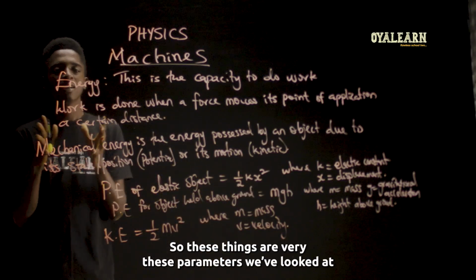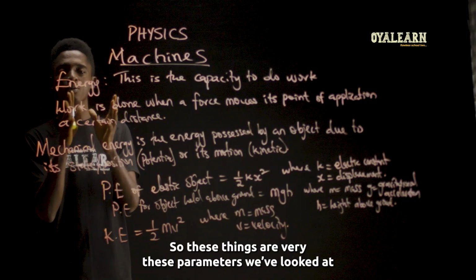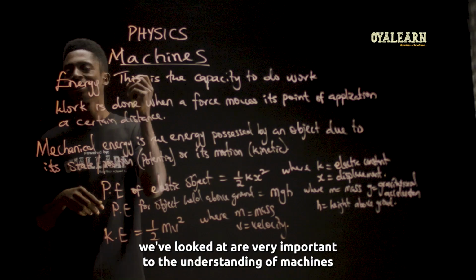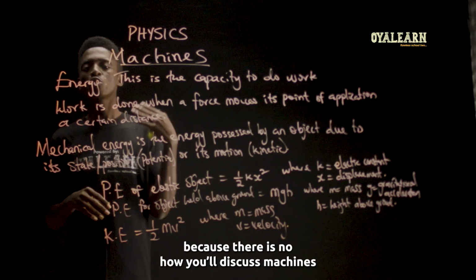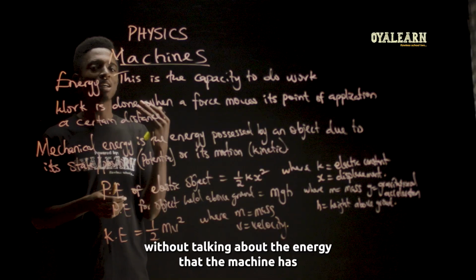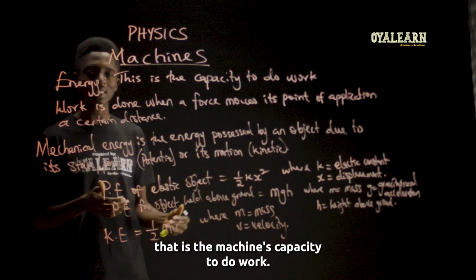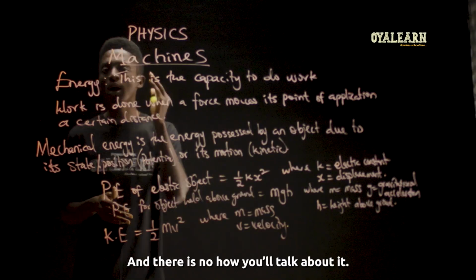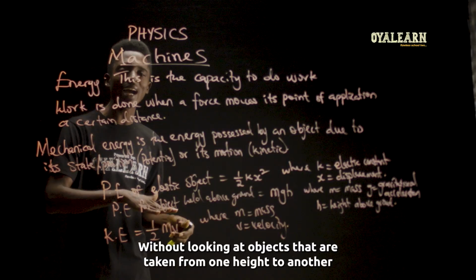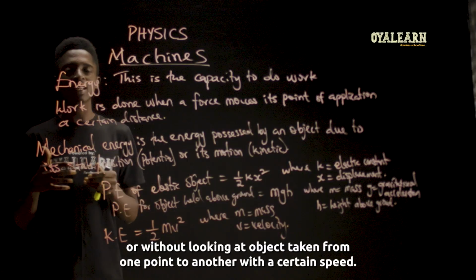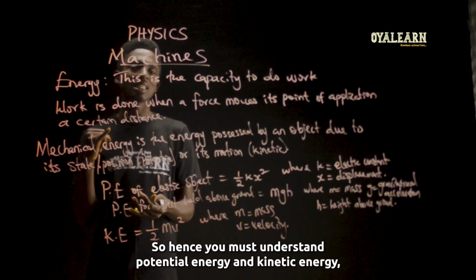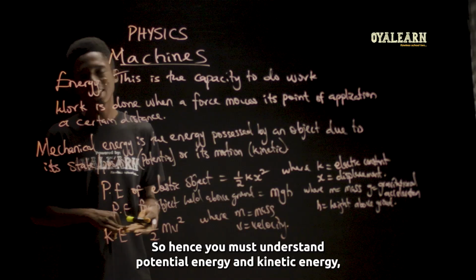So these parameters, or phenomena, we've looked at are very important to the understanding of machines, because there's no way to discuss machines without talking about the energy that the machine has, that is the machine's capacity to do work. And there's no way to talk about it without looking at objects that are taken from one height to another, or without looking at objects taken from one point to another with a certain speed. So hence, you must understand potential energy and kinetic energy.